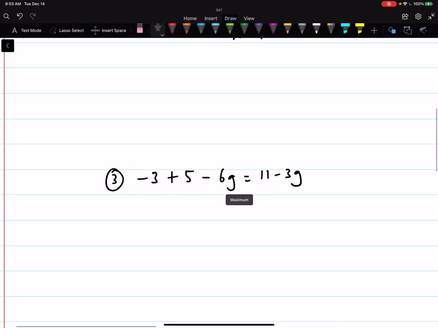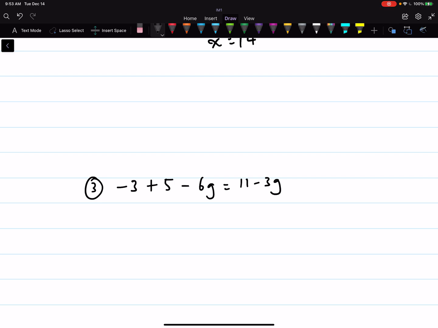All right, let's take a look at this one. Now, as you can see, what I can do is combine like terms here. You guys see -3 plus 5? Those are like terms. So I'm going to write this here.